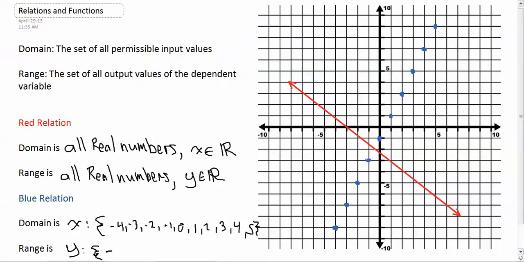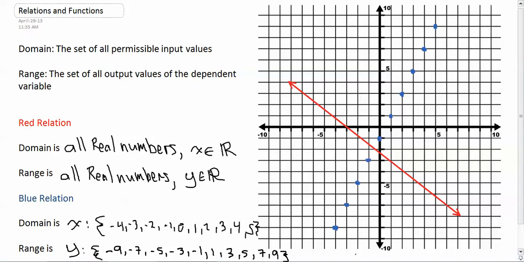So the smallest value we have is -9, then -7, then -5, then -3, then -1, then 1, then 3, then 5, then 7, then 9. And that closes the set. So here we can see a big distinction between discrete domains and ranges versus continuous domains and ranges. So when we're talking about discrete domains and ranges, we're simply going to be making a list of all the values that are used.